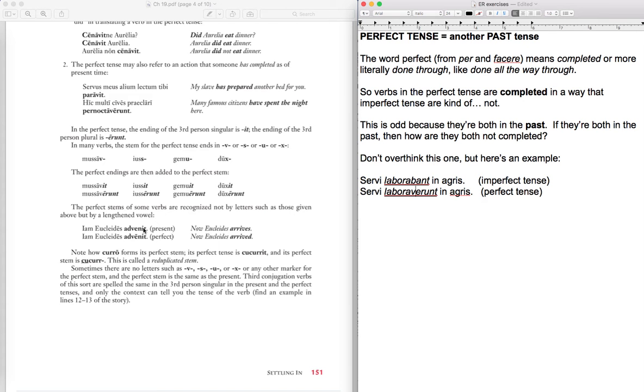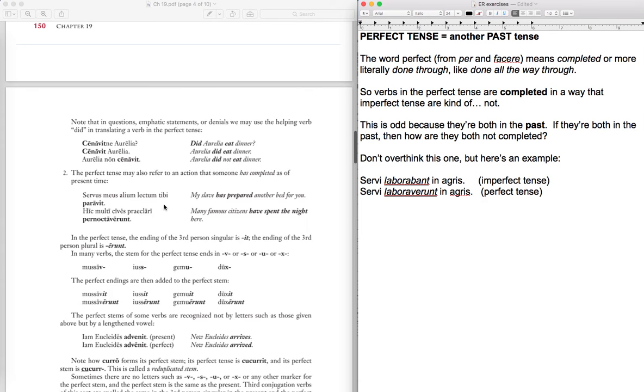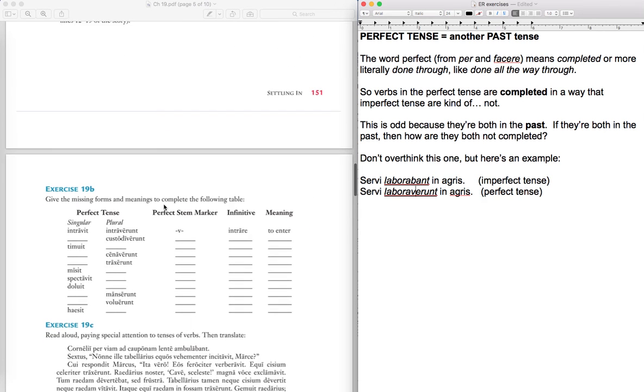And then sometimes it's very hard to tell the difference between a present tense verb and a perfect tense verb, because look at the difference here. I mean, the only difference is there's this longer E instead of here. So now this is Euclides arrives, and now Euclides arrived or has arrived. So read those carefully so that you can recognize perfect verbs.